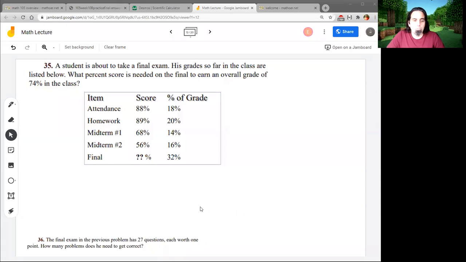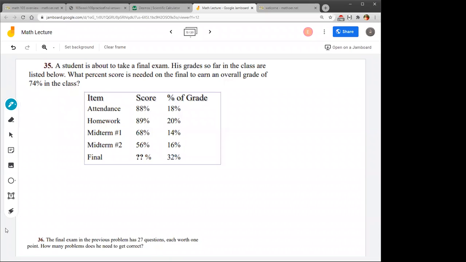Now we're on 35. Maybe we'll fit 36 on the same slide, or maybe not. So a student is about to take the final. His grades so far in the class are listed below, and the weights of each part of the class towards the overall grade. What percent score is needed on the final so that overall it's a 74%? So Ashley had offered to walk me through. What do I do first? Okay, so from my notes, what I have is ignore the percentage on the scores.